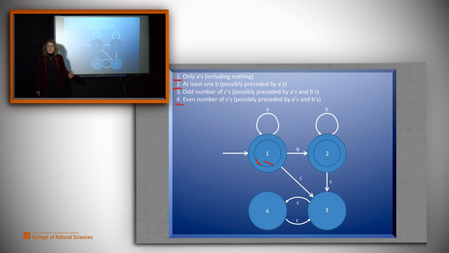What about the C situation? 4 is an accepting state, because that's the case where we had even numbers of C's. By the way, note that there's no way to get to 4 from either 1 or 2, because that would mean that there was a single C, and state 3 is capturing the case of a single C. So there you go.